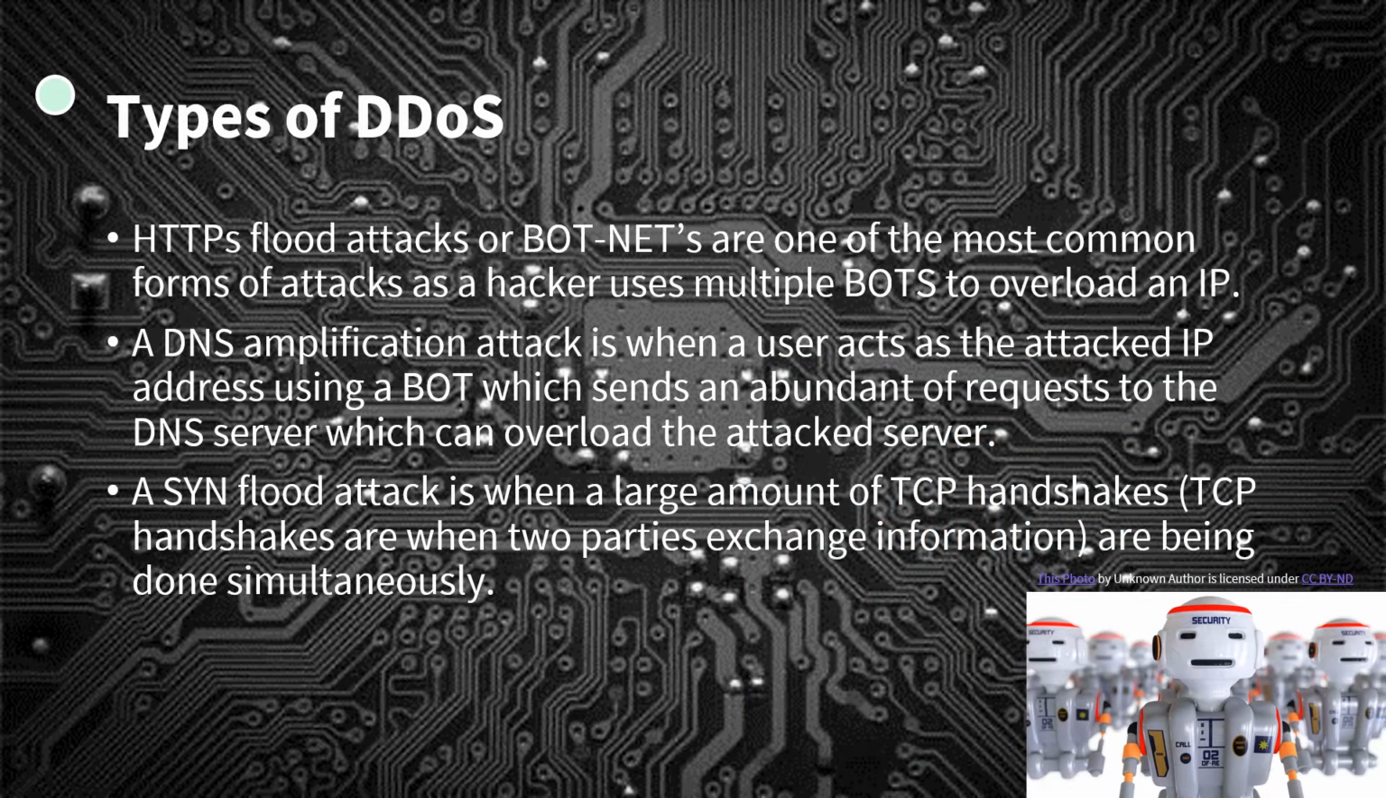The types of DDoSing you'll find, most notably, is, for example, overloading. So HTTPS floods are when a bunch of bots are acting as users, and these bots are trying to enter the IP all at the same time. And the hacker can create just enough to make either the IP unusable or very unstable.